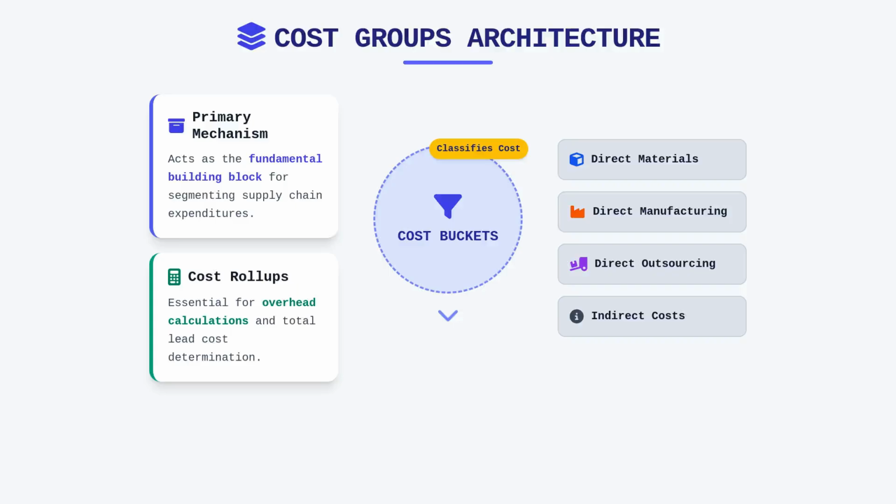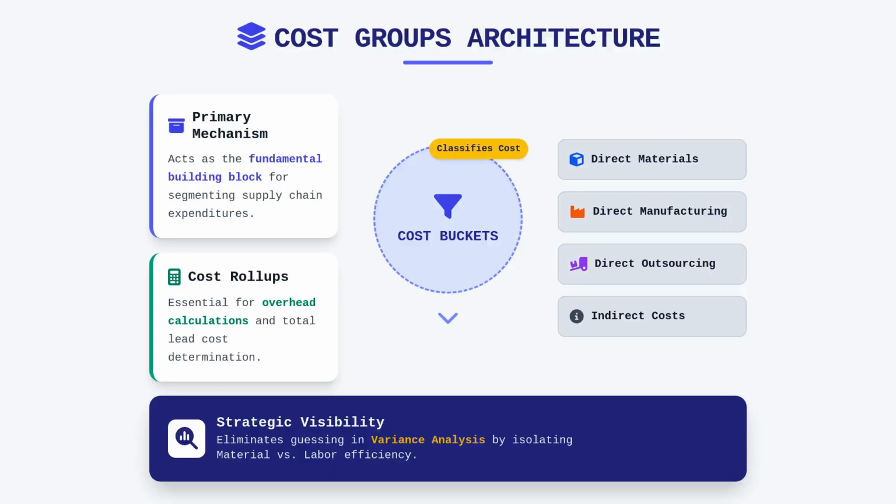This level of granularity is not merely about organization. It is about providing the visibility necessary to perform detailed variance analysis later. Without this structural clarity, attempting to reconcile manufacturing variances becomes an exercise in guessing which cost components deviated from the standard. The architecture of cost groups allows you to isolate material costs from labor costs, which is essential for businesses that need to understand which part of their production process is becoming more or less efficient over time.